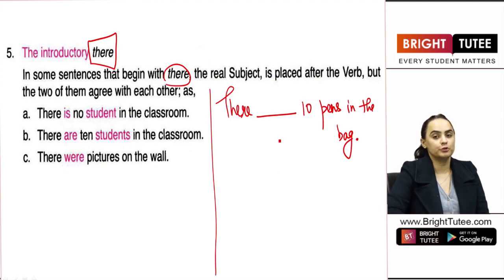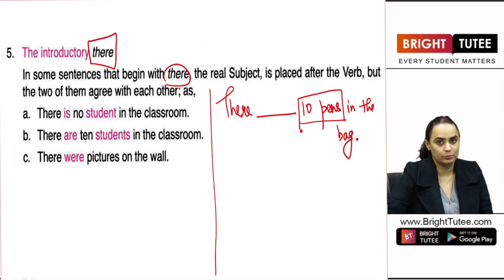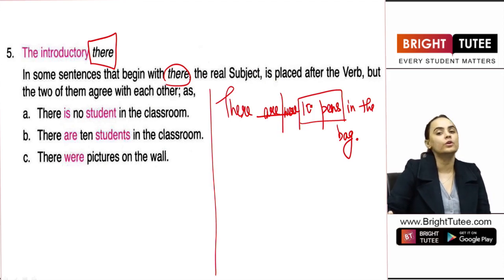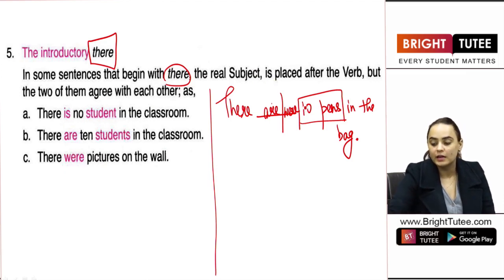As I told you, the subject in those sentences where we are beginning with "there" is after the verb. So what is the subject here? 10 pens, which is plural. Therefore, I am going to use a plural verb in this sentence. So my verb did not agree with "there." Rather, it agrees with pens.